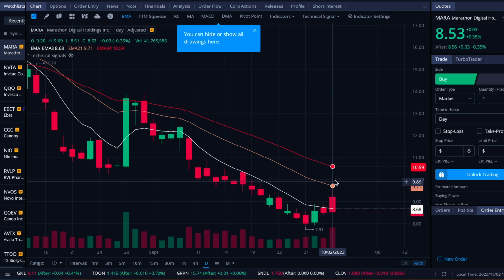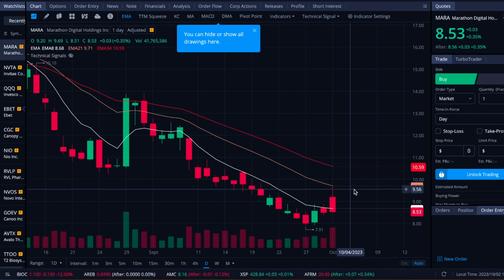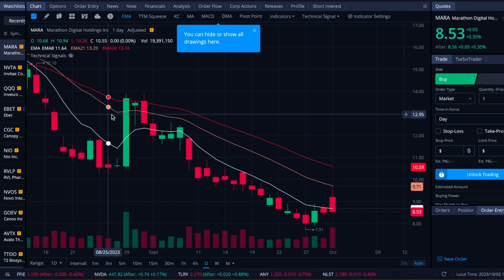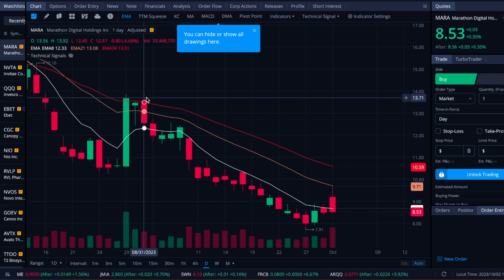Today it's pushing through and it wicked right off of the 21 EMA. So again, another textbook move. It's moving in all the right places where you'd want it to. Like here, it wicked off of the 34, right? That was an attempted much larger push.